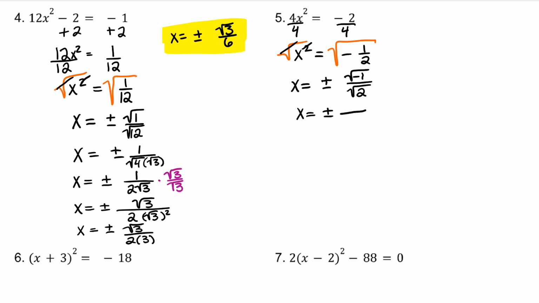The square root of negative 1 is i, and the square root of 2 cannot be simplified, so we need to rationalize it to get it out of that denominator. To rationalize, we multiply by a special form of the number 1. Root 2 times root 2 is the same as root 2 squared, which is simply 2.